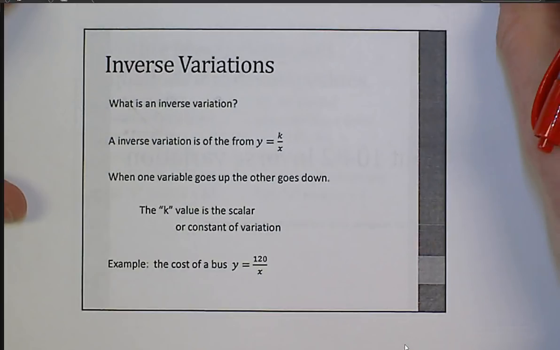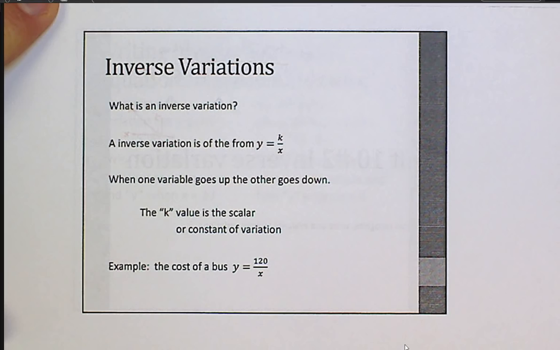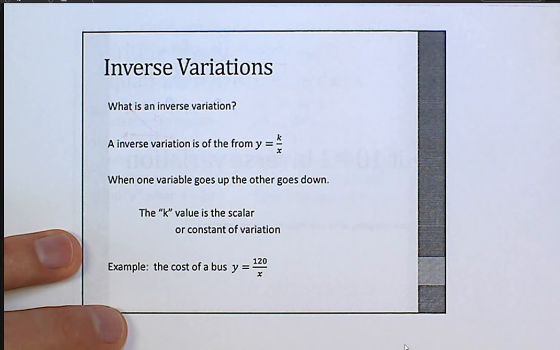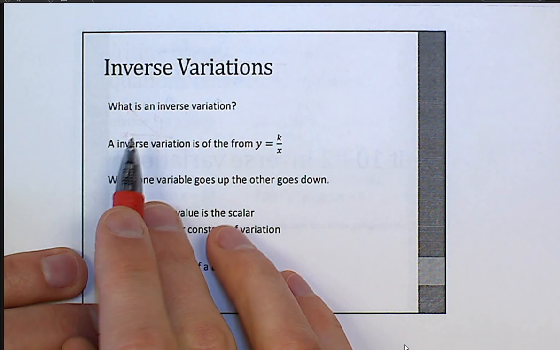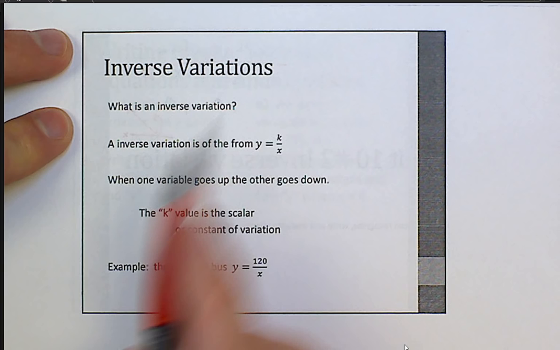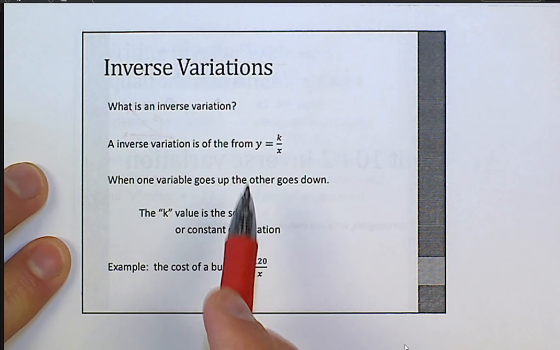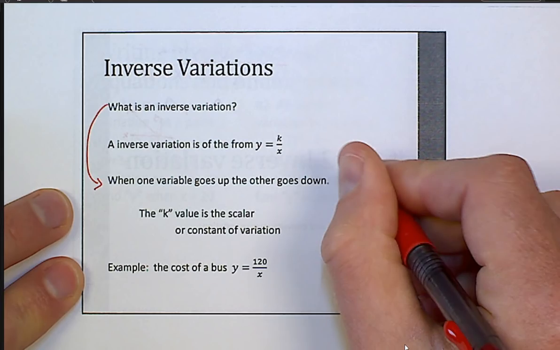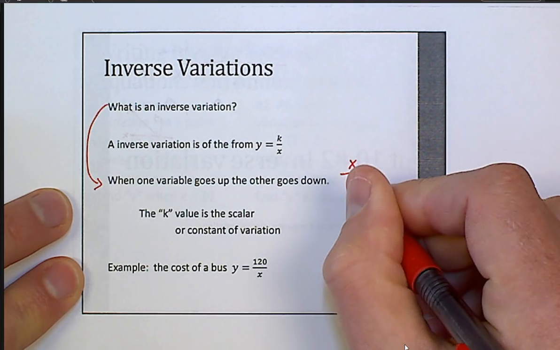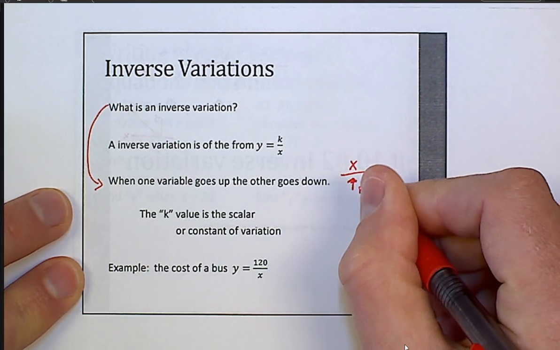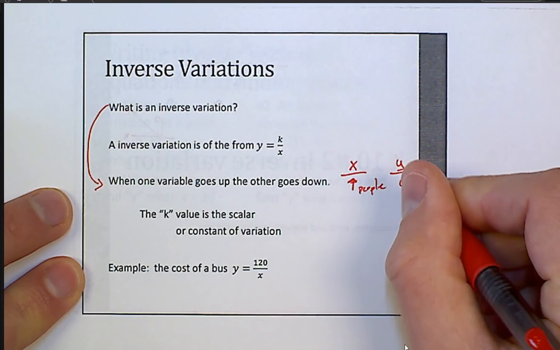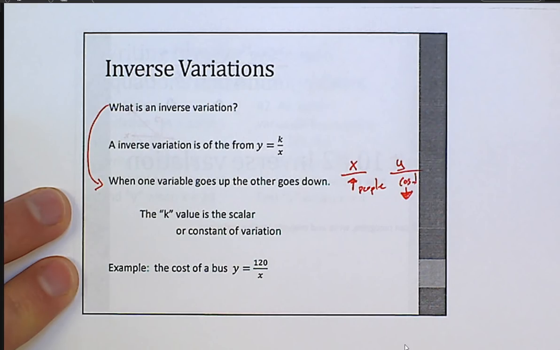So that first example we did was to show you a real world example of what inverse variation is. So what is inverse variation? Essentially, when one variable goes up, the other goes down. You could see in that example we just did, as our x values increased, the amount of people on the bus were increasing. What was happening to our y values? The cost was going down. So as our people increased on the bus, the cost came down.